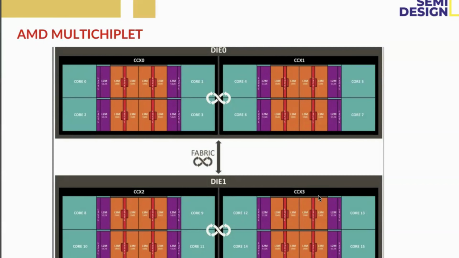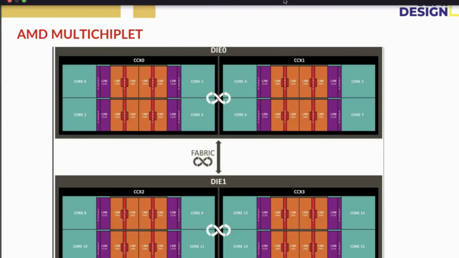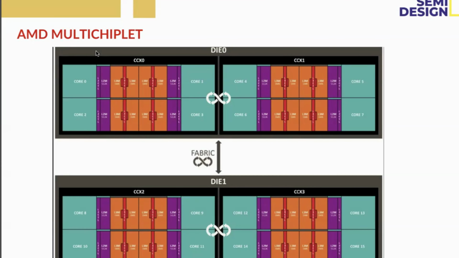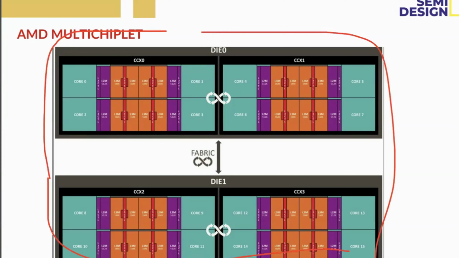So if you see here, this is one package. This is the entire package we can call. In the package, two dies are there, die 0 and die 1. Die 0 and die 1 are connected with the fabric.